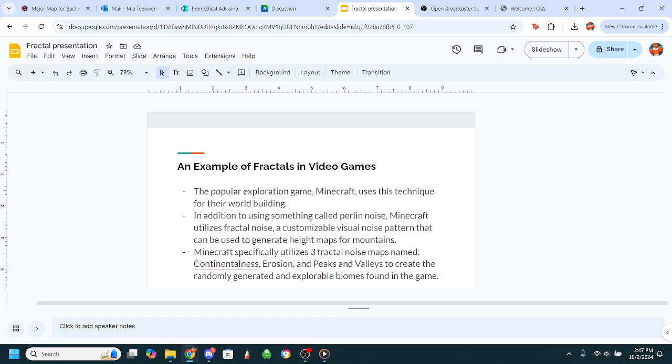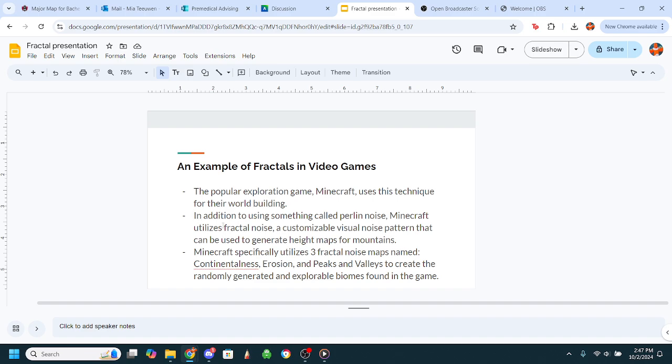An example of fractals in video games. The popular exploration game Minecraft uses this type of technique for its world building. If any of you have played Minecraft or have heard of it, I'm sure you have seen at least a screenshot of the game, where it's very block-based and looks very different depending on the type of biome it is in.